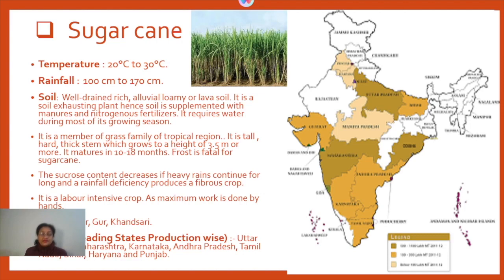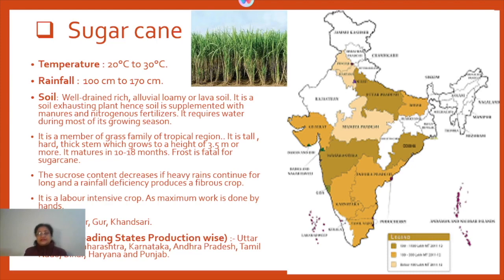Especially the northwestern part of the peninsula, that is Maharashtra, a part of Gujarat, and Andhra. These are the areas which are known for sugarcane cultivation. Right? Now let's talk about the climatic conditions required for sugarcane cultivation. Number one, temperature. For the cultivation of sugarcane, the temperature should remain between 20 to 30 degrees centigrade. When the temperature remains within this range throughout, it is most ideal for sugarcane cultivation.